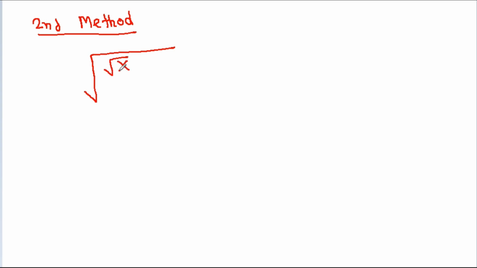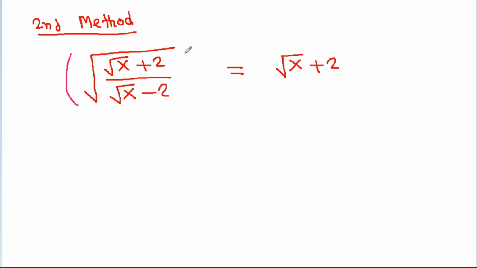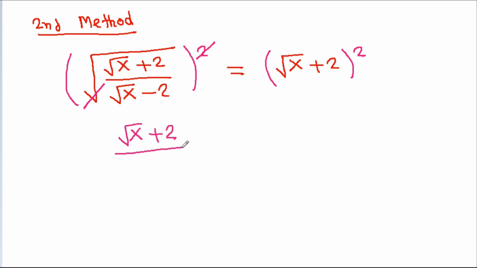And the second method: we have the square root of (√x+2)/(√x−2) is equal to √x+2. And if we square both sides, then the square and the square root will get cancelled. So it is (√x+2)/(√x−2) is equal to (√x+2) squared.